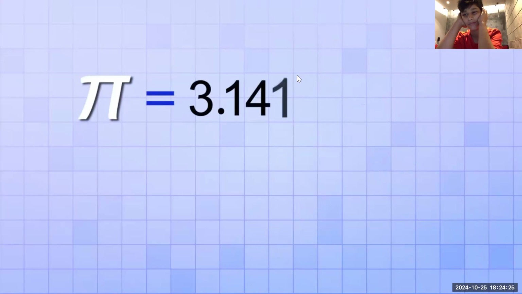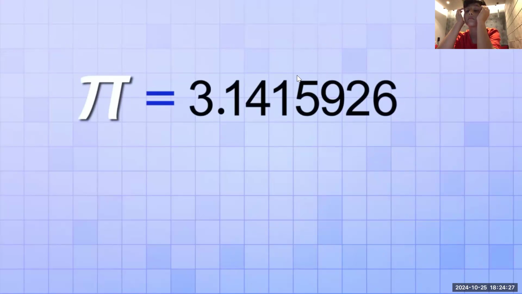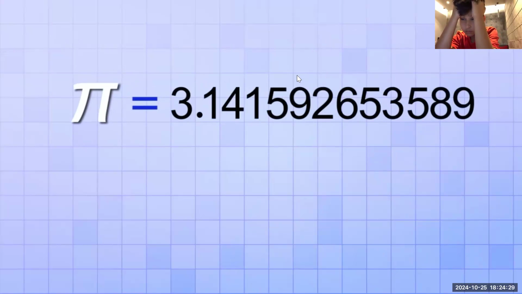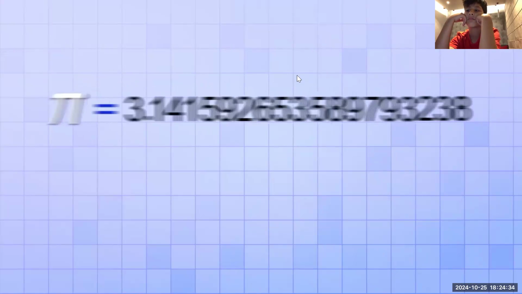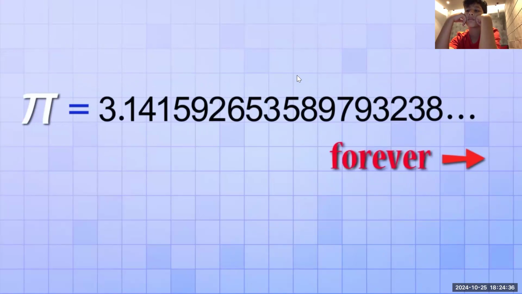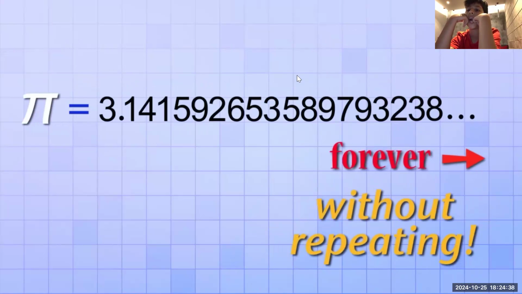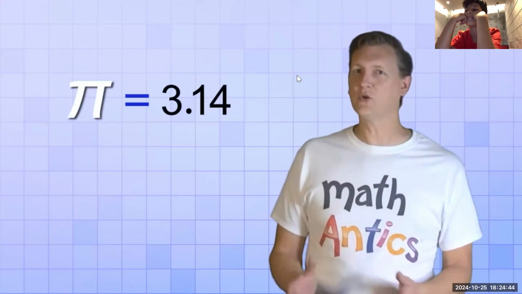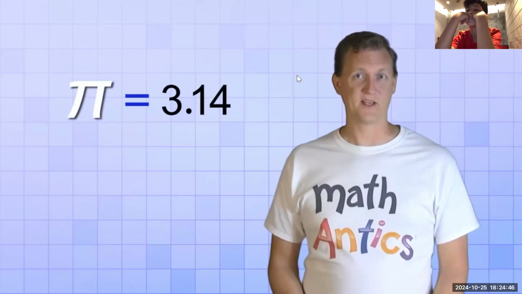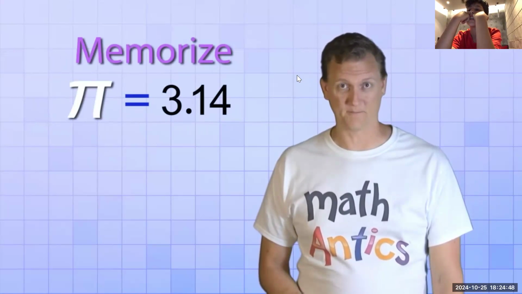To be more precise, pi is 3.14159235897932338, and the decimal digits just keep on going, forever, without repeating. Pretty amazing, huh? But the good news is that saying pi is 3.14 is usually close enough for most math problems, so that's all you really need to memorize.